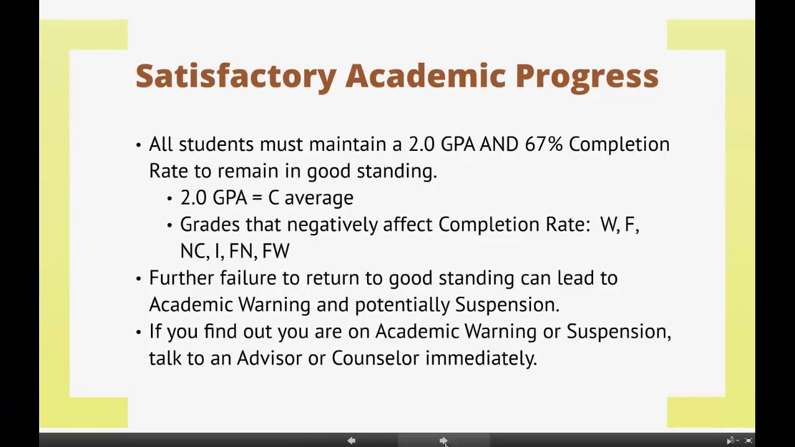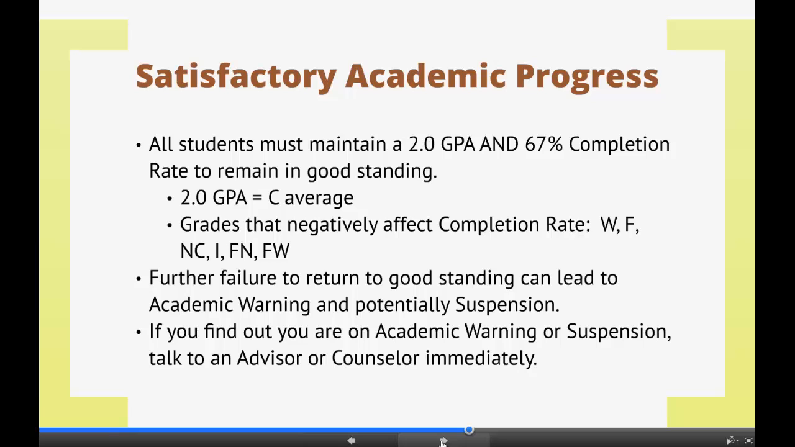Next, we're going to talk about satisfactory academic progress. All students must maintain a 2.0 GPA and a 67% completion rate to remain in good standing at SCTCC. A 2.0 GPA is equivalent to a C average. Grades that negatively affect completion rate are W's, F's, NC's, incompletes, FN, and FW's. Further failure to return in good standing can lead to academic warning and potentially a suspension.